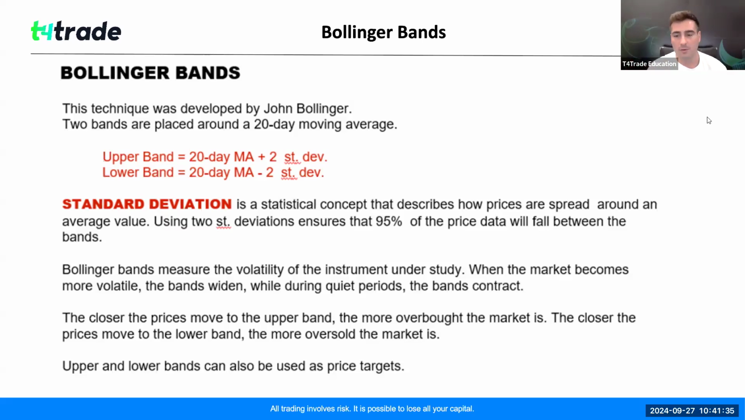Okay. So in a sense, the Bollinger Bands employ two bands, which are placed around a 20-day moving average, the concept we have just introduced. So X period of time, in this case, is 20. The default is 20. So you get the average of that, and then you add two standard deviations above and below. What are standard deviations? It's a statistical concept or tool that at the end of the day describes how prices, because we're talking prices here, are spread around an average value.